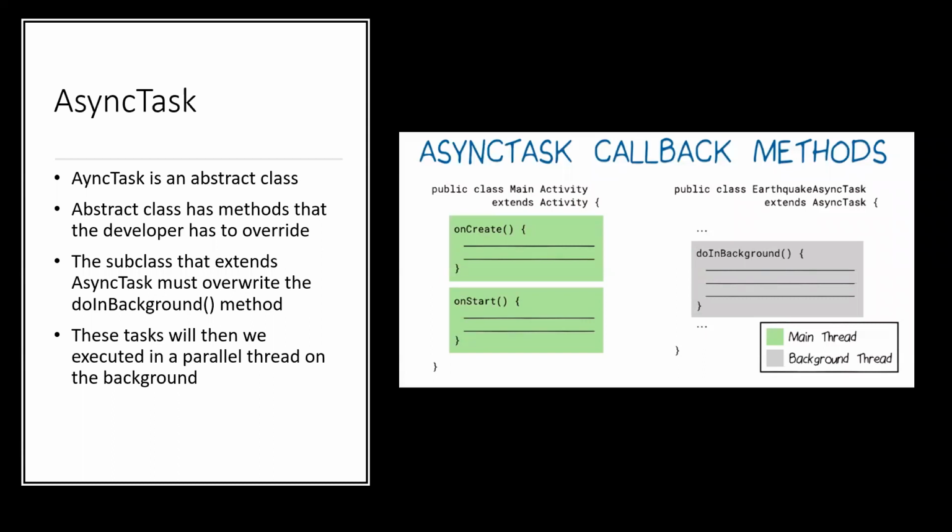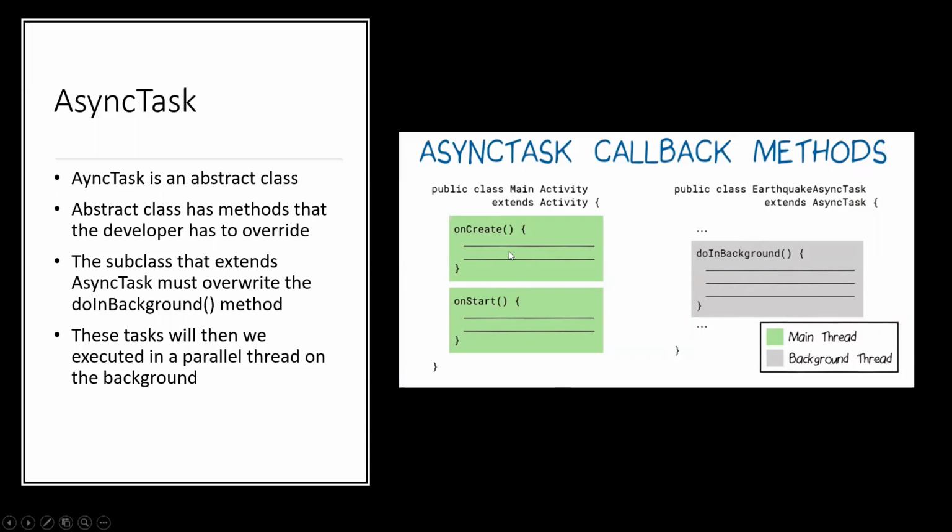So the way the async task works is the async task library offers an abstract class which uses the different operating life cycles of an Android application. So in the main task, the developer has to override certain methods. Over here, we can see that the subclass that extends the async task overrides the doInBackground method, and then these tasks will execute in parallel on the thread in the background.